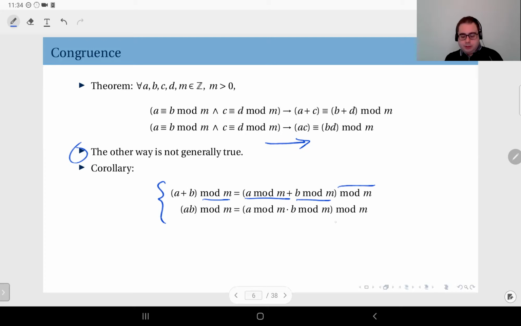The same goes for multiplication. If you would like to compute the remainder of a times b when divided by m, then you don't need to compute the product a times b. You can just simplify the operation by first computing the remainder of a divided by m, and then compute the remainder when b is divided by m, multiply them. Again, this product might exceed m, and therefore take another remainder when divided by m. Simple as that.